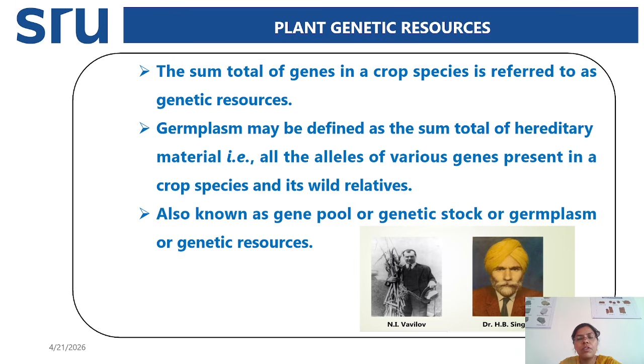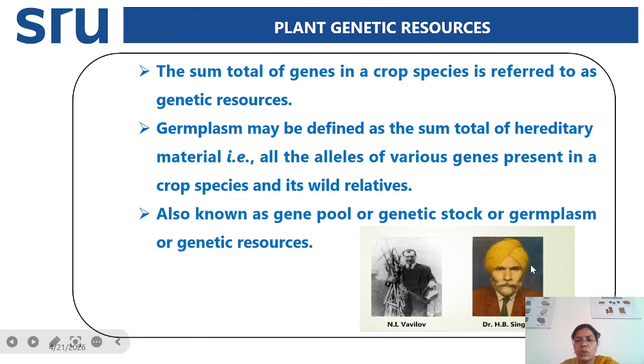First, we will discuss what plant genetic resources are. Plant genetic resources are the sum total of the hereditary material. It includes all the alleles of various genes present in a crop species as well as its wild relatives, which is nothing but germplasm. The sum total of genes in a crop species is also referred to as genetic resources. Plant genetic resources are also known as gene pool, genetic stock, germplasm or genetic resources.